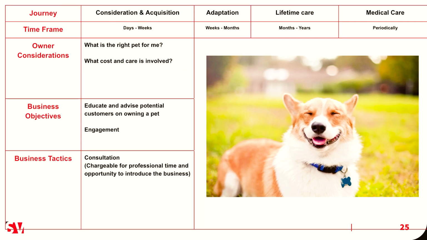First, let's look at the consideration and acquisition. As we mentioned, it can be days or weeks. Now at this time, the owner will be thinking, what is the right pet for me? What cost and care is involved? From a business objective, we can educate and advise potential customers on owning a pet. This is where we start to build engagement with potential customers.